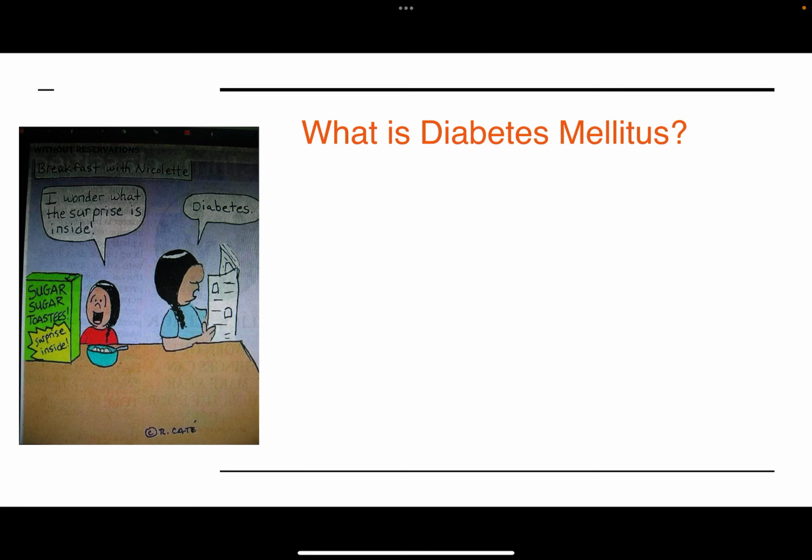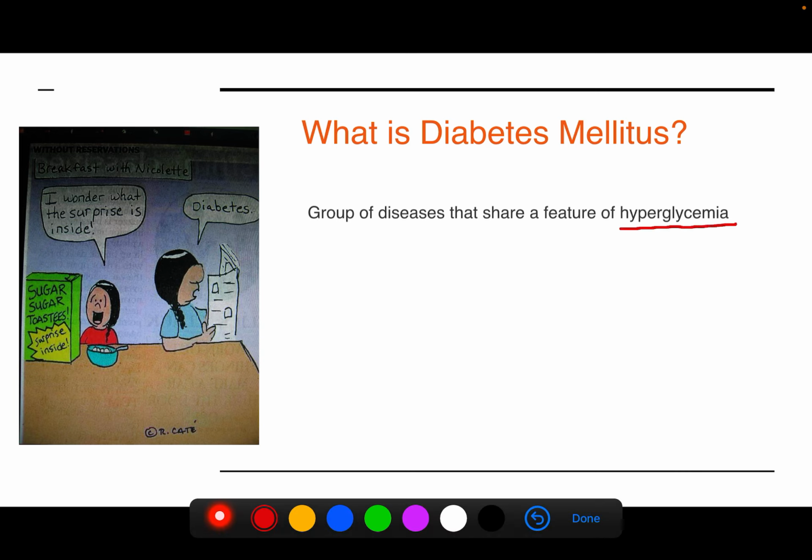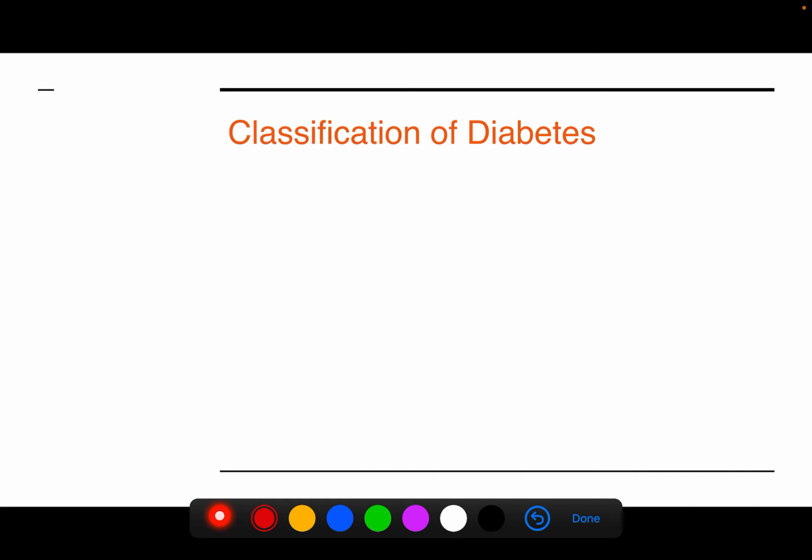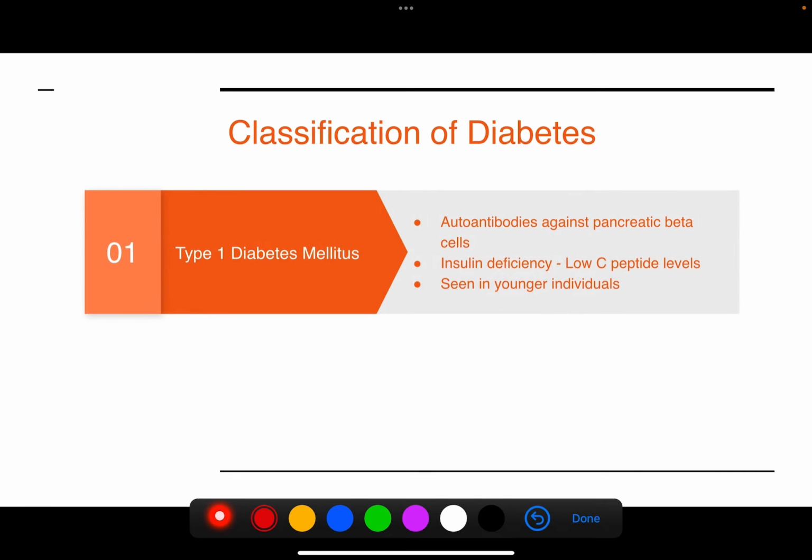So first, what is diabetes? Diabetes is a group of diseases that share a feature of hyperglycemia. There are various types of diabetes, and the common thing about these is they have hyperglycemia, like raised glucose levels. Then classification of diabetes. The first classification, as you all know, is type 1 diabetes.